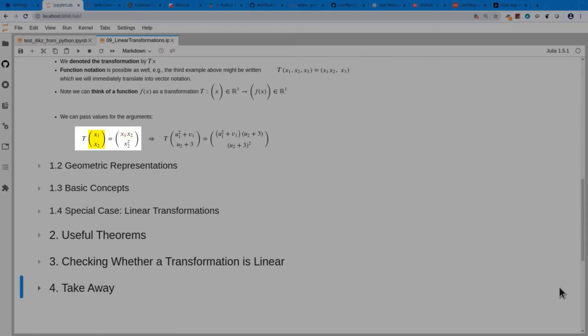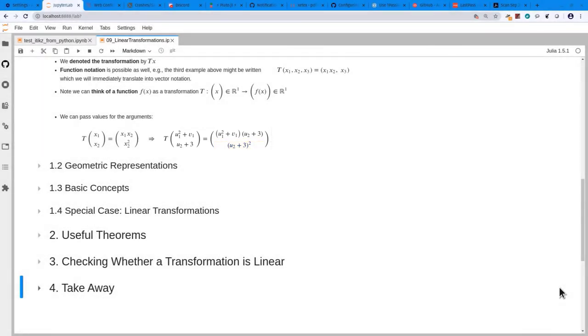And similarly, the second entry here is whatever is in the second slot, quantity squared. So for example, if I take a vector that has a more complicated expression for its first entry, u1 squared plus v1, and the second entry u2 plus 3, then my recipe says to multiply those two entries together to get the first entry of the output. So it's (u1 squared plus v1) times (u2 plus 3). Similarly, the second entry we were told to square then becomes (u2 plus 3) squared on the output.